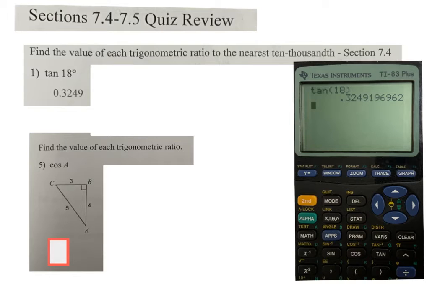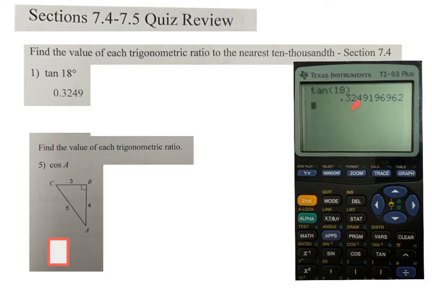Okay, so to find the value of the trigonometric ratio to the nearest 10,000th, you are literally just going to put it into your calculator. So this particular one is tangent of 18 degrees. You do want to make sure that you check your mode and that you are in degrees. And then you are just going to put in the tangent of 18 and hit enter. And you're going to use this tangent key right here. It wants to do the nearest 10,000th, which is 4 decimal places.